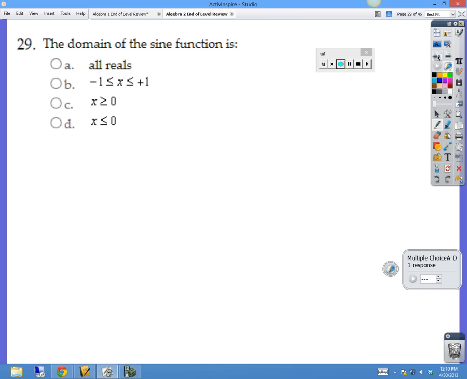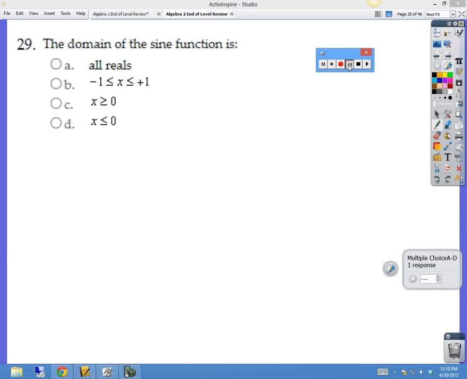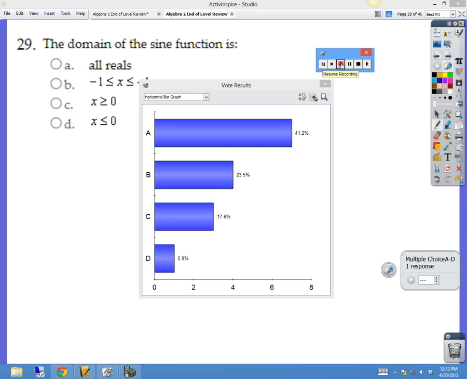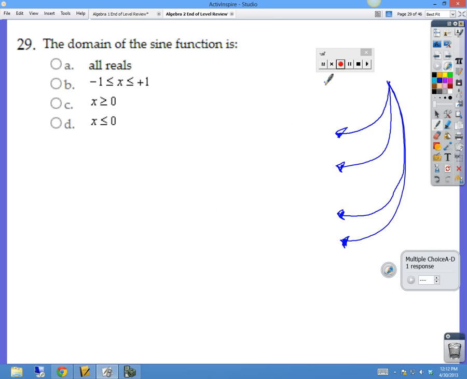Okay, let's go back to the ones we skipped. What about 29? Try 29. Another first. We have a nice step graph. Good job. Okay, now the domain. The domain is all of your x's. So you just gotta remember, domain is the x number line, the range is the y number line.